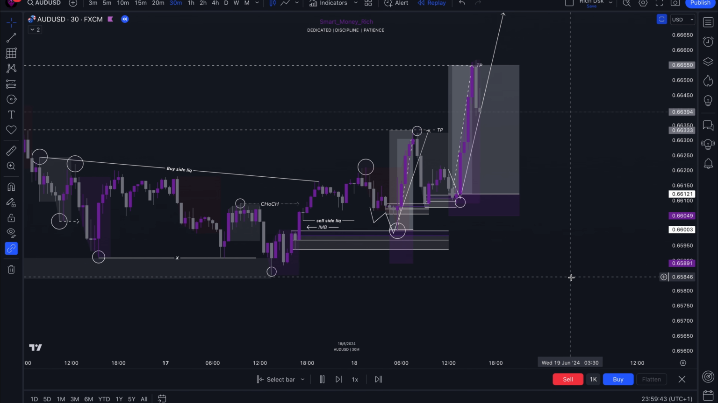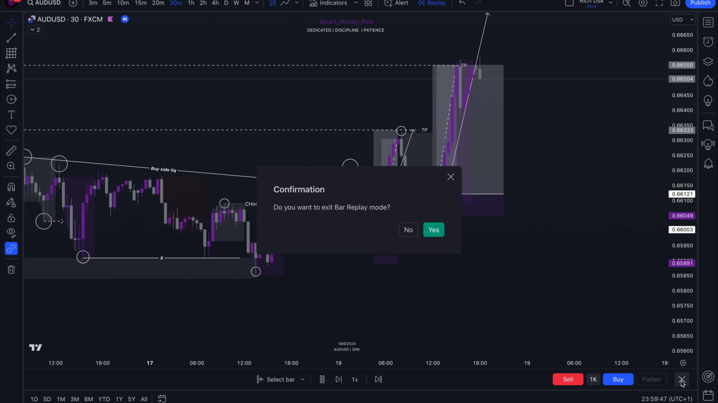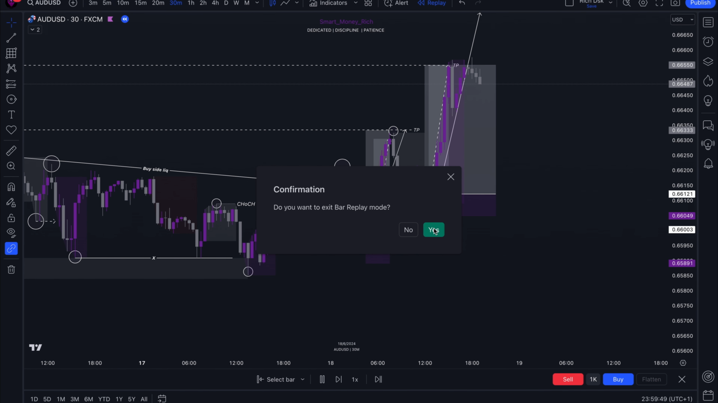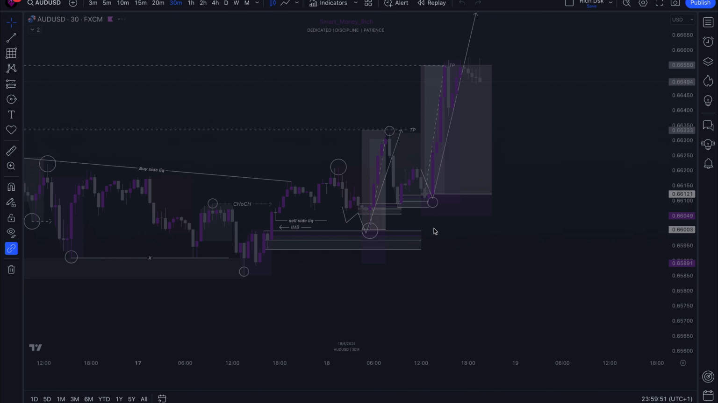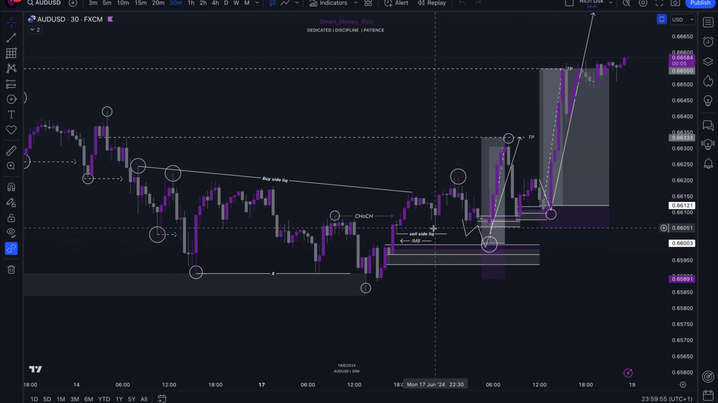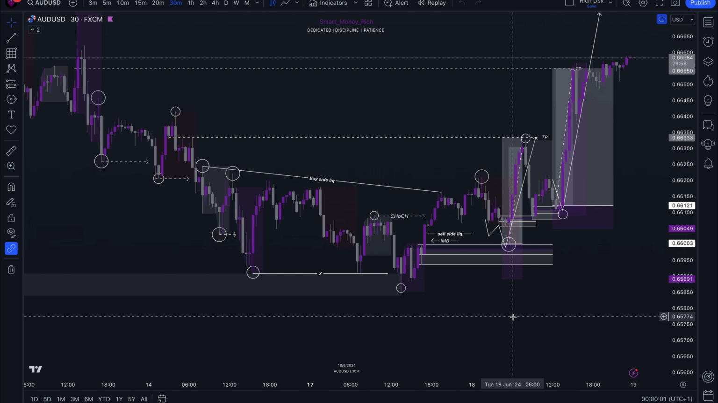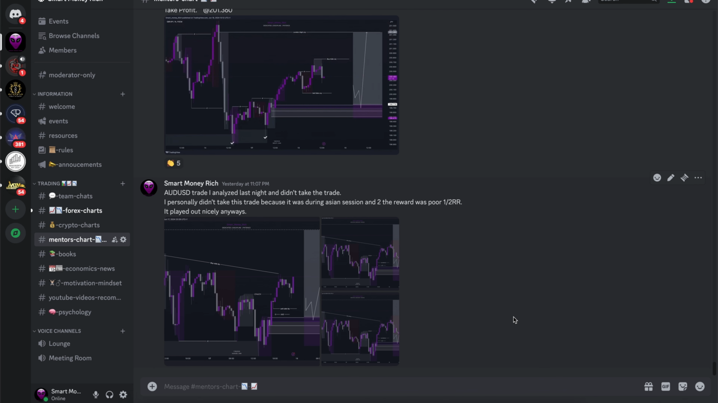And then what was that? TP smashed. You understand? And that's it. That's how the trade went. You understand? That's how the trade continued moving to the upside, right? You see how I was able to use market structure to catch these two beautiful trades, right? These were the trades on AUD USD.